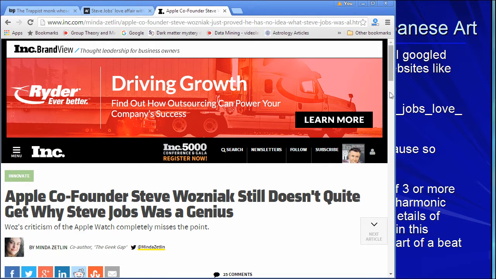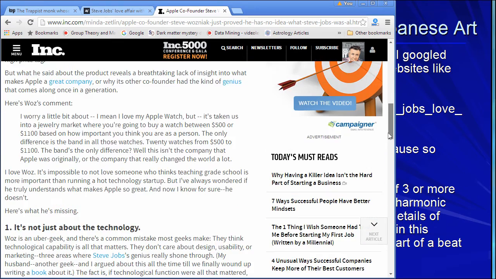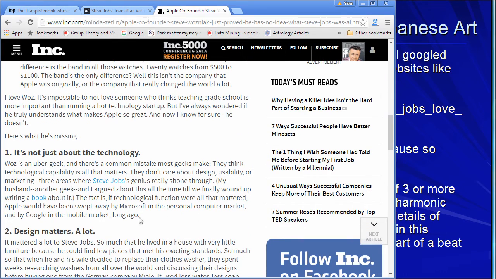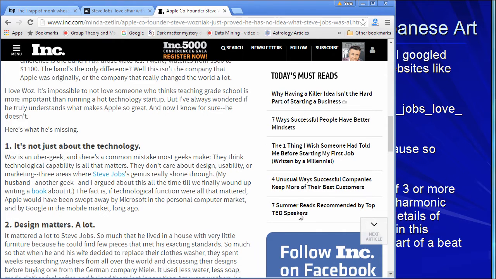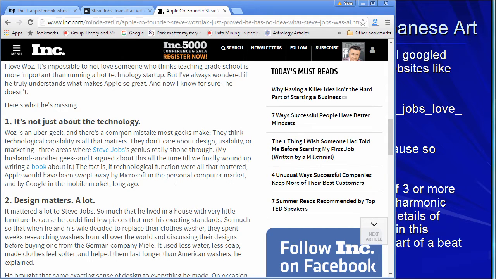And what was Steve Jobs' genius? Steve Jobs' genius is that design matters. Design matters a lot. It mattered a lot to Steve Jobs. And this is the genius of Steve Jobs, that he found the right design, the elegance, the beauty, that computers are not just about technology. And she says that Wozniak is an uber geek, and it's a common mistake that geeks make. They think about technological capability, and they think that's all that matters.